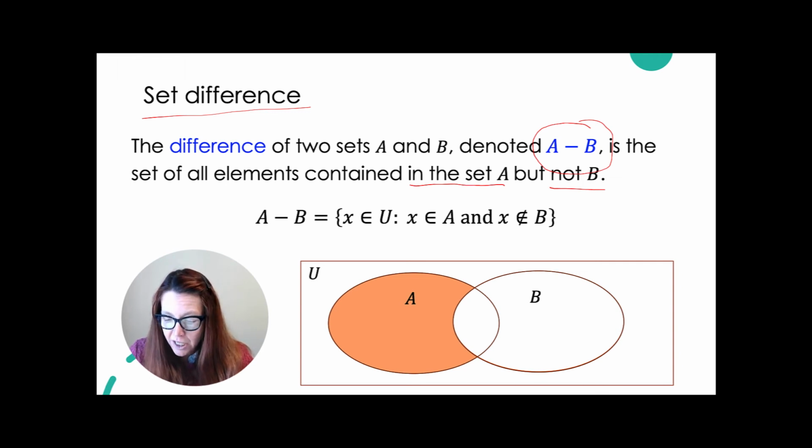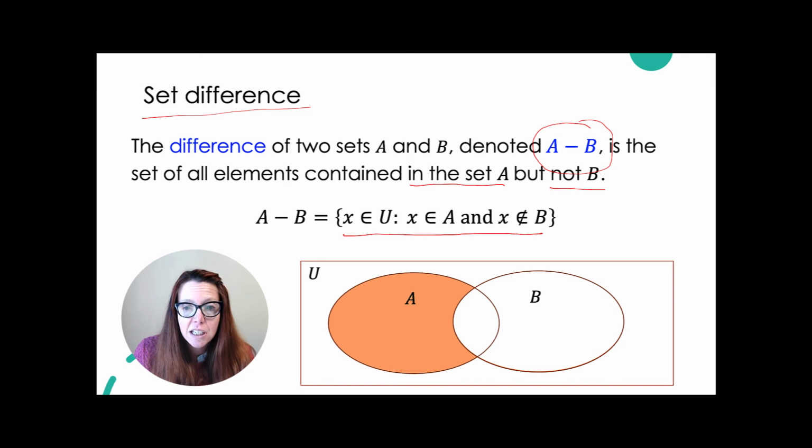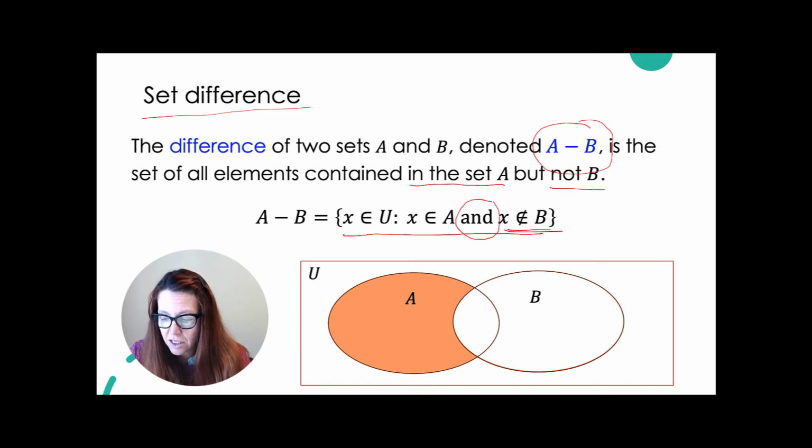And so if we look at our set abstraction notation right here, we see that this is formally defined as all X in our universe, U, such that X is in A, and that's important, and X is not in B. So it's everything in A, and then we have to remove the elements in that overlap.